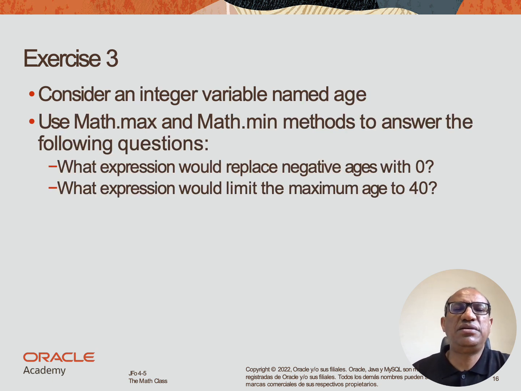In exercise 3, we have a cool twist with conditional logic. Let's say you have an age variable. What expression would replace negative ages with 0? You can use Math.max(age, 0). What expression would limit the maximum age to 40? Math.min(age, 40). Super simple and really effective.